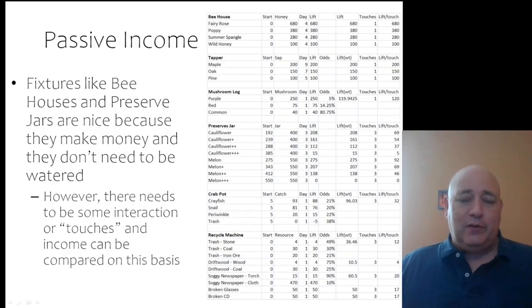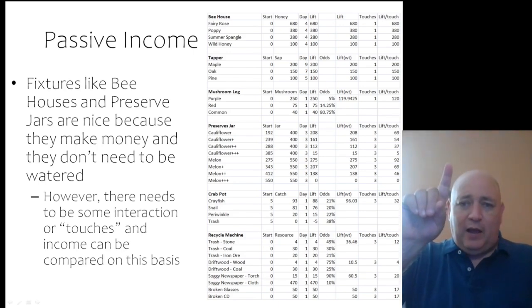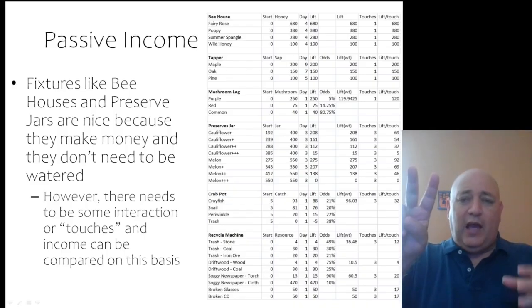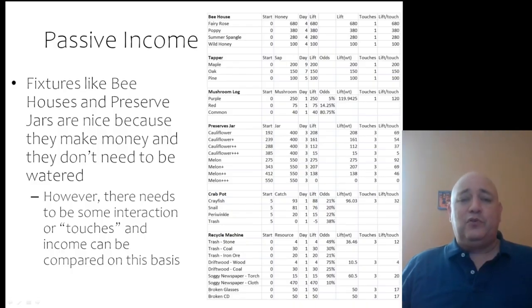So in this case, let's say touches. If I'm filling cauliflower into the preserves jar, I'm going to go to a chest and pull out a cauliflower. That's one touch. I'm going to take that cauliflower and put it in the preserves. That's two. And then at the end, I'm going to pull that cauliflower out. So that's three, as opposed to honey, where I just go and pull it out. That's one. So I've set up a bit of a spreadsheet.